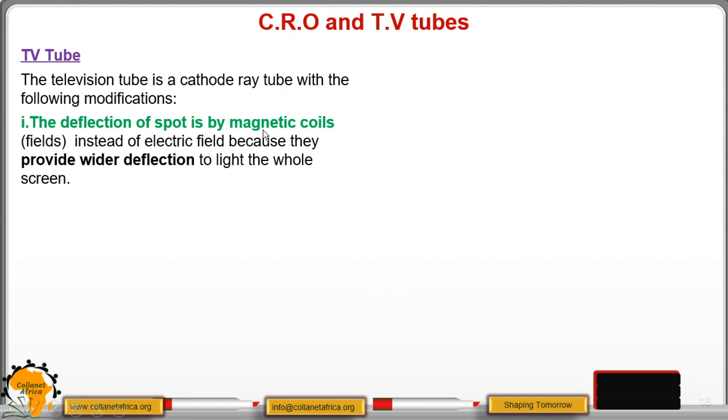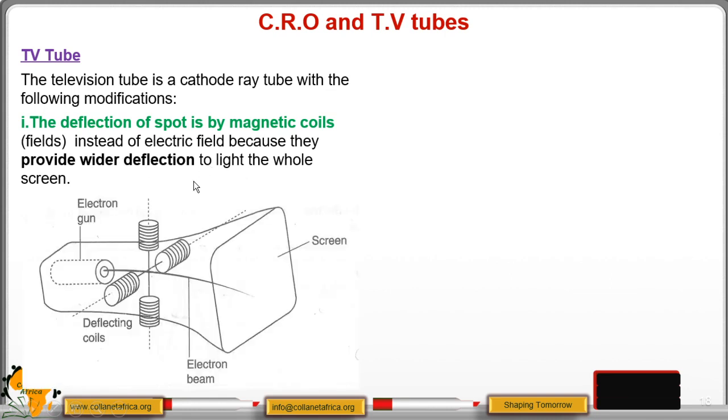Now, why do we use a magnetic coil or the magnetic field? This is because they provide a wide deflection to light the whole screen. So this one provides a wide deflection. Then the second modification, this is what we call the TV tube, as you are going to see. These are the deflecting coils. These are the magnetic coils. They give us a wide deflection.